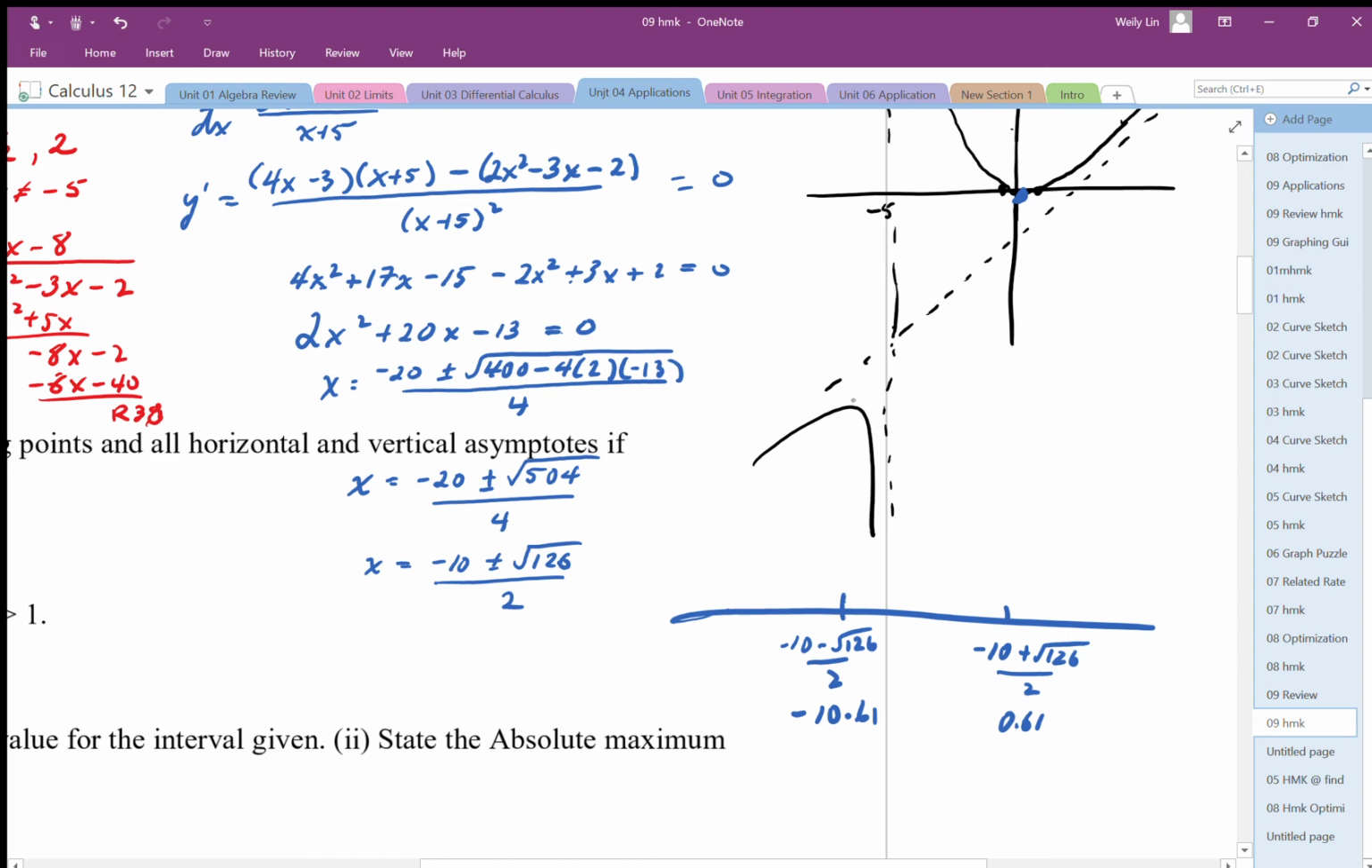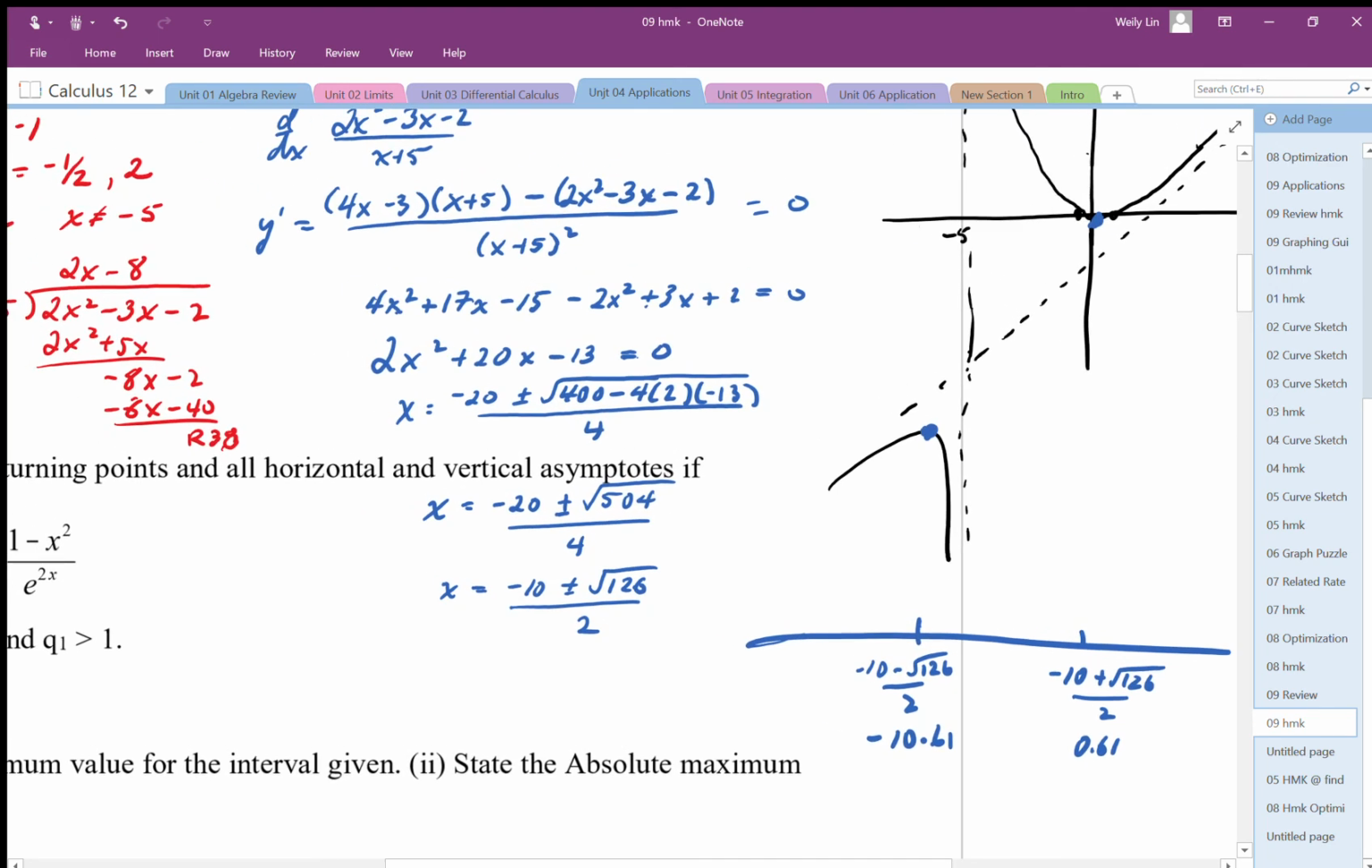There's my max point over here. Okay, and that coordinate is going to line up with negative 10.61, and this one is going to line up with 0.61. And I don't really expect you to find the y coordinate for a messy looking number like that.